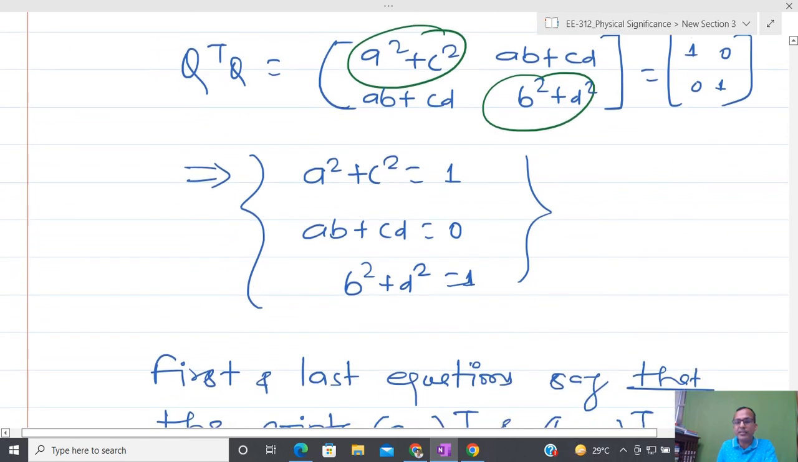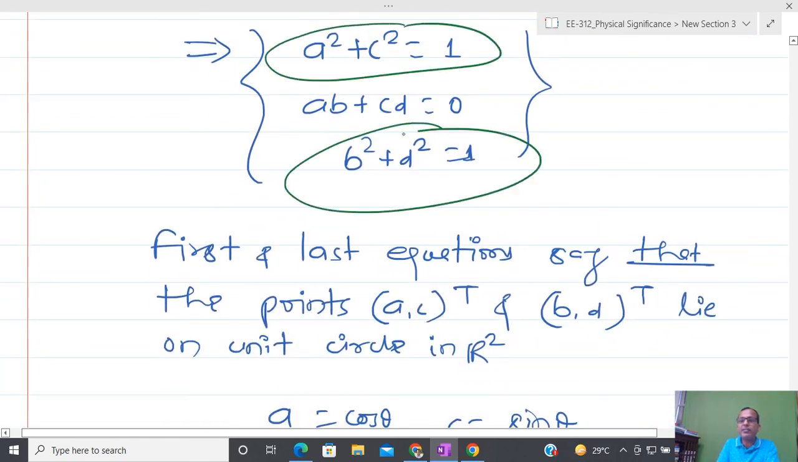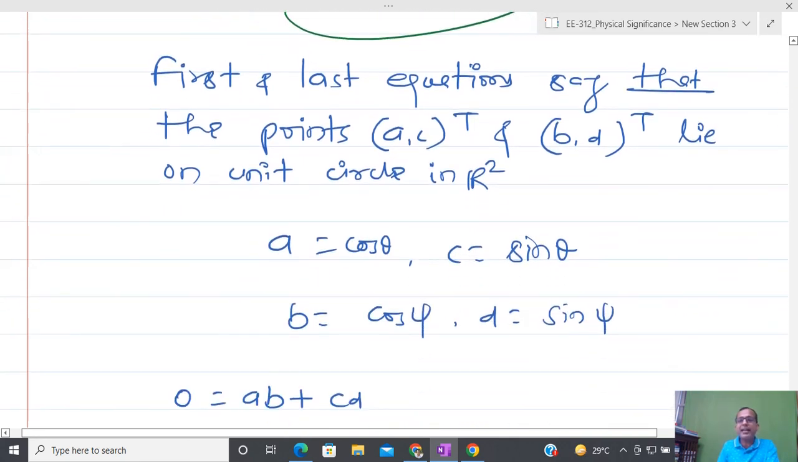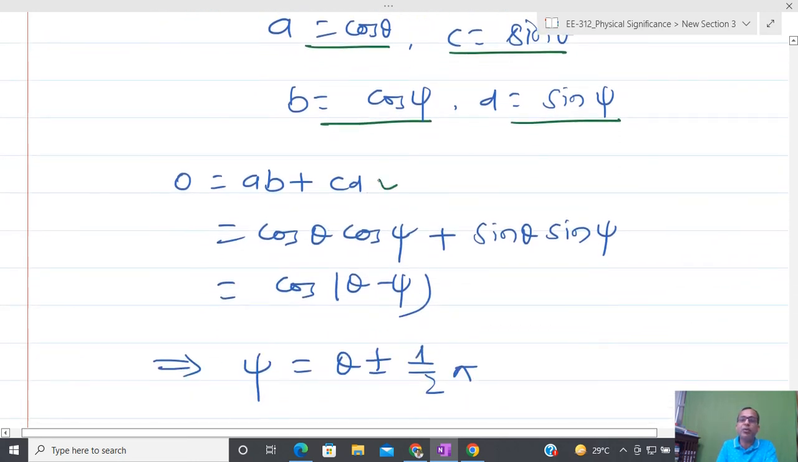So I have 3 equations, and if you see the first 2 equations carefully, since we are in 2-dimensional space, these two should lie on the unit circle. I can interpret that A and B are some kind of general point on the unit circle. So I can select A as cos theta and C as sin theta. Similarly, B as cos psi and D as sin psi. After that we also have to force AB plus CD equal to 0.